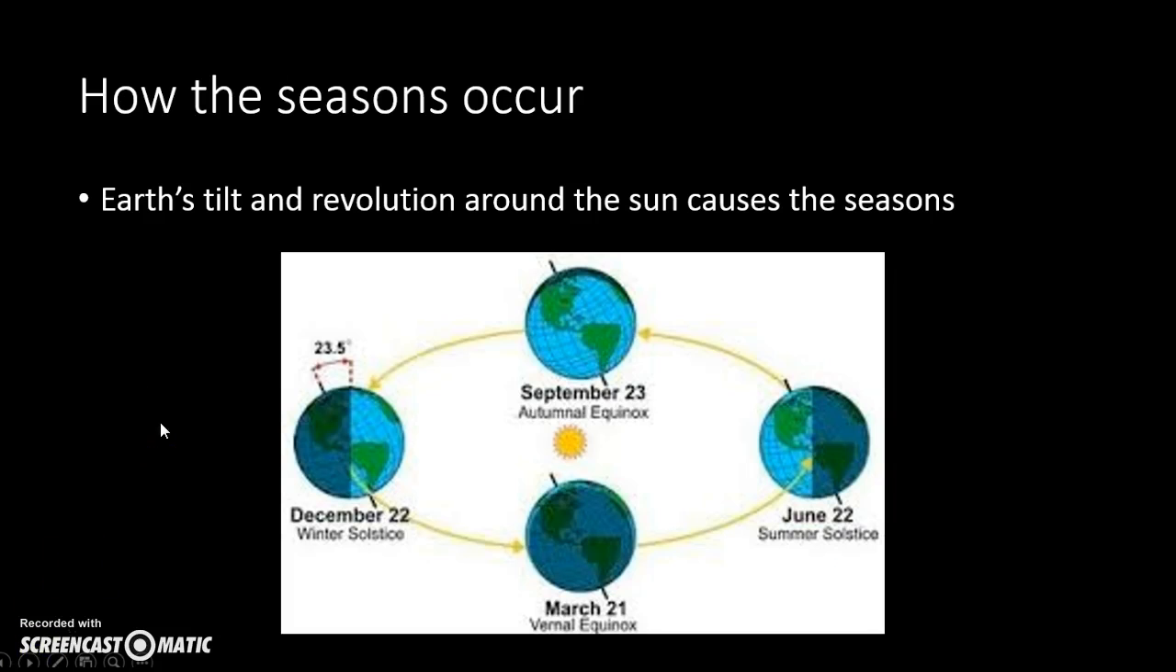Okay, so how the seasons occur is basically because of Earth's tilt on its axis and its revolution around the sun. So if you look at this diagram, you'll see that we have June, September, December, and March. We have spring, summer, fall, and winter. And you'll notice the Earth stays in relatively the same tilt at all times. But also what you'll notice is a different part of the Earth has more sun than other parts. That's what causes our seasons. So please draw this diagram in your notes as well.